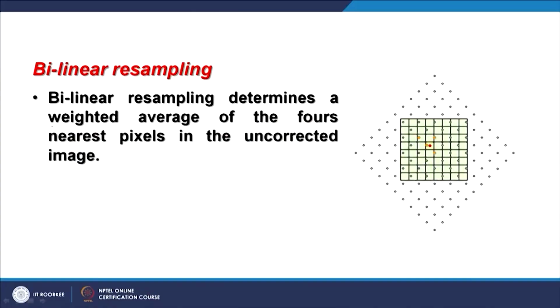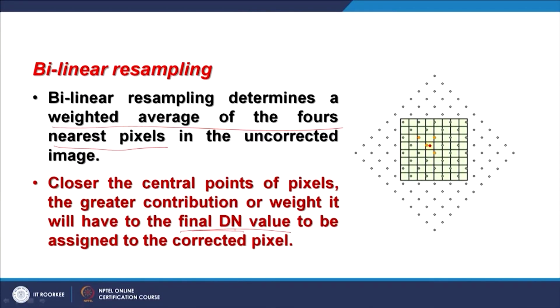Now, the next method is the bilinear method. As I have already discussed, it will take the weighted average of the nearest 4 pixels of the uncorrected image and then assign the new value to the final DN value, or digital number, or pixel value. So, the closer the center point of the pixels, the greater contribution or weight it will have. Whichever point has the lesser distance will have the maximum influence. This also happens in real life, even in the case of corona. So, this concept is there, this is Tobler's theorem.